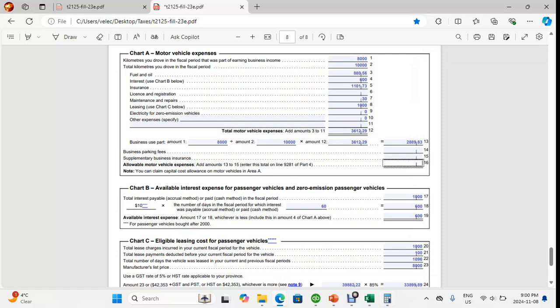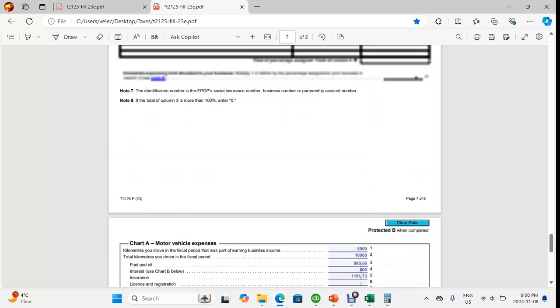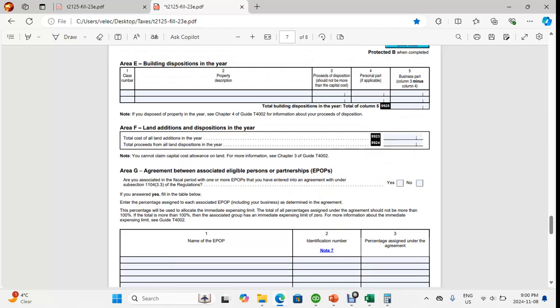This will be a total of $2,889.83. That will be box 16. So allowable motor vehicle expenses, $2,889.83.